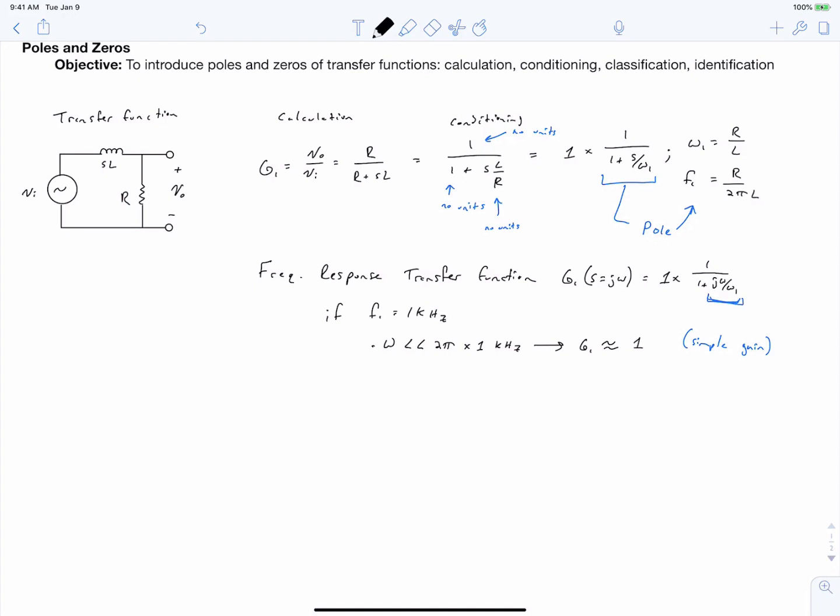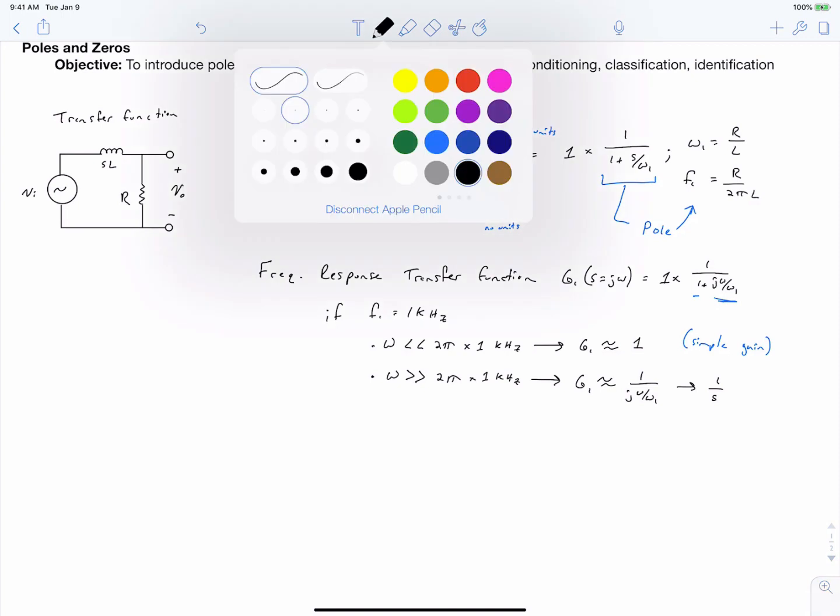On the other hand, when omega is much greater than 2 pi times 1 kilohertz, our transfer function can be reduced down by realizing that at this point this term is effectively negligible. So when omega is much greater than omega 1, this term dominates and the other term is negligible. So what is 1 plus j 1000? It's approximately equal to j 1000, which is in the Laplace form 1 over s, and that is an integrator.